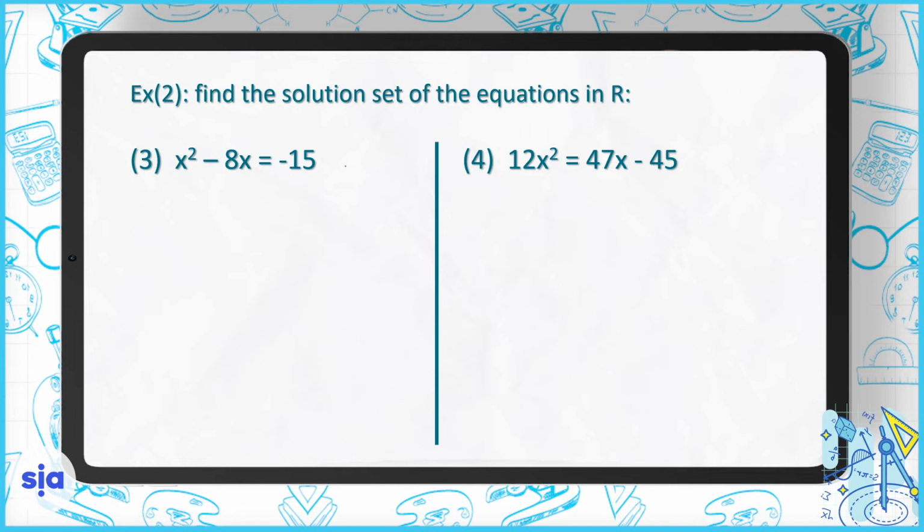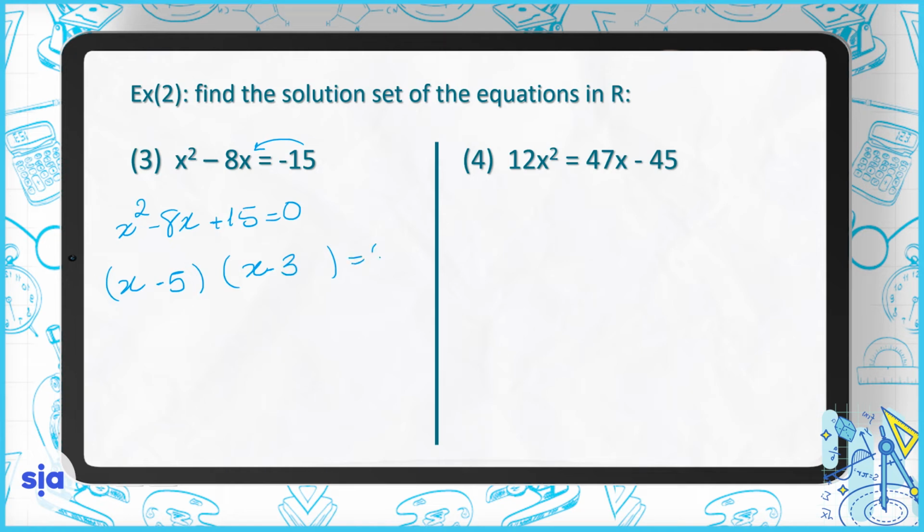Question 3, normal factorization. Before you factorize, you have to be sure that the whole equation is equal to 0. So x squared minus 8x plus 15 is equal to 0. I want the two factors of 15 that their sum is 8. Yes, they are the 5 and the 3, so it's minus 5 and minus 3.